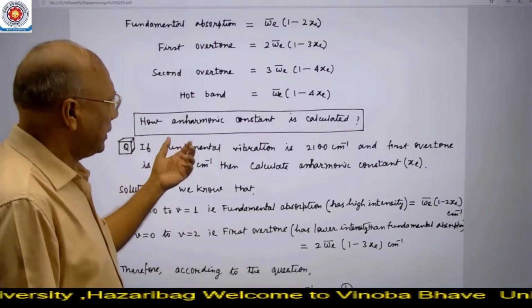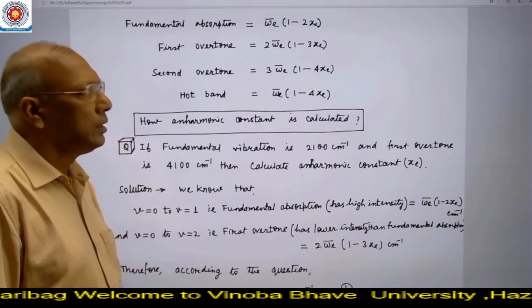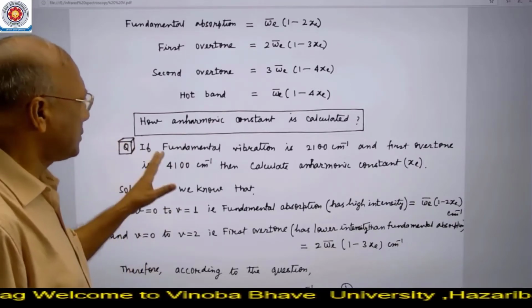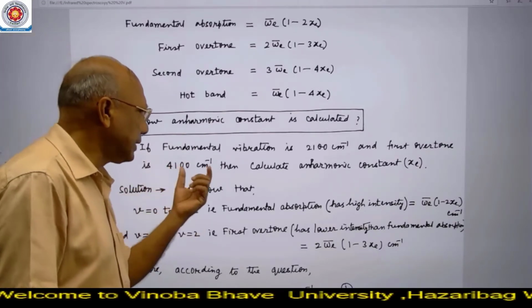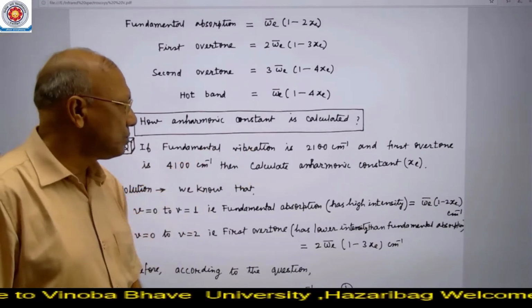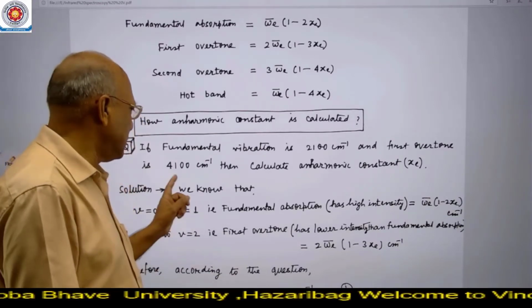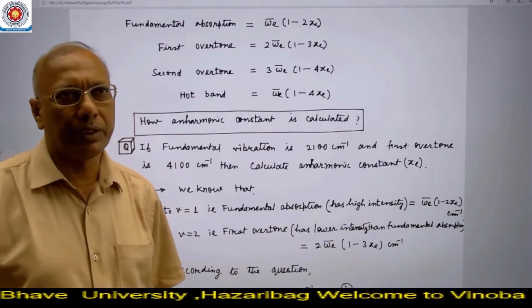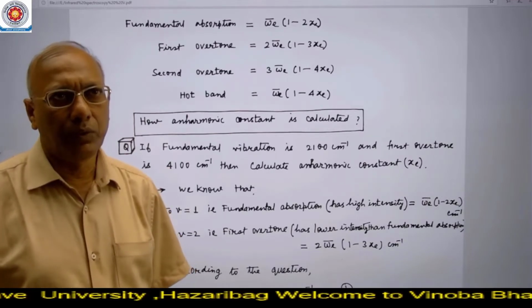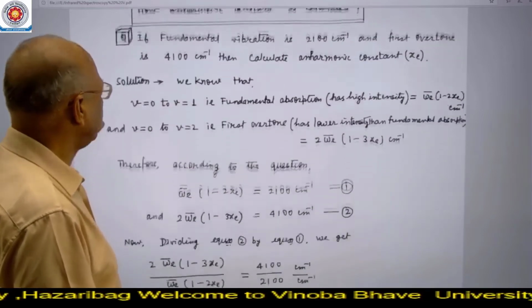Here numericals can be solved. How can this anharmonic constant xe be calculated? For this calculation, let us take an example. If the fundamental vibration is 2100 per centimeter and the first overtone is 4100 per centimeter, then calculate the value of the anharmonic constant xe.